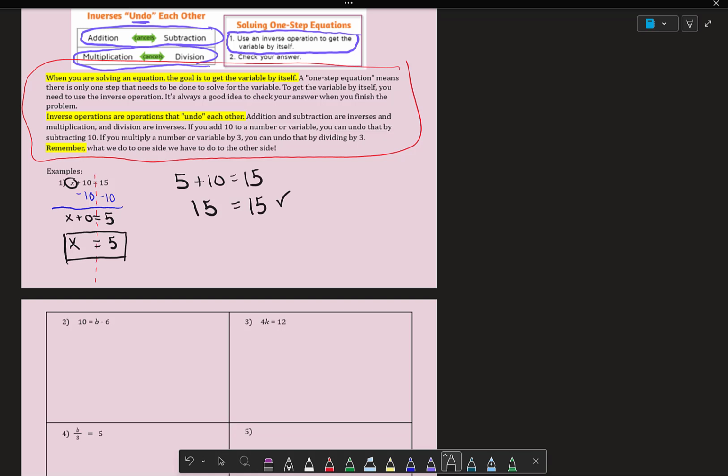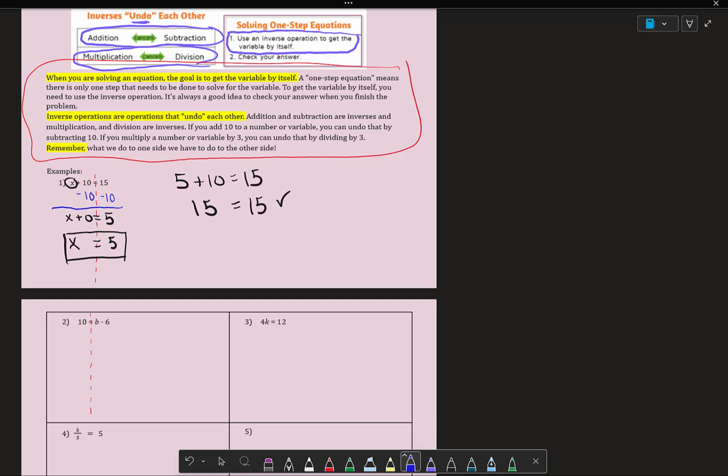Let's do a couple more. The next one is 10 equals b minus 6. So it's a different variable. It's not x this time, it's b. It's the same idea. We'll draw a vertical line right down the middle. And we're subtracting 6 from b.